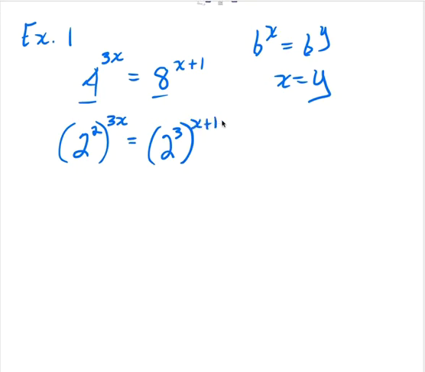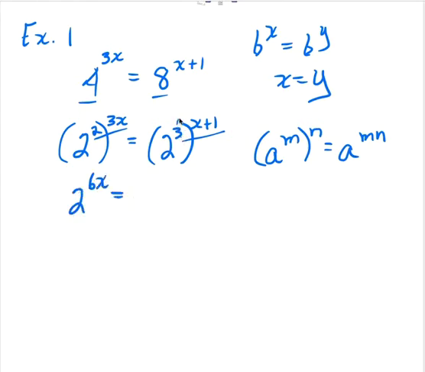All right, so if that's the case, then we've got to remember our exponent properties. Remember a to the m raised to the n power. What is that? A to the m times n. So we're going to do the same thing here with these exponents. We've got to multiply the exponents. So this becomes 2 to the 6x equals, and then I'm taking 3 and I've got to distribute this across. So this becomes 2 to the 3x plus 3.